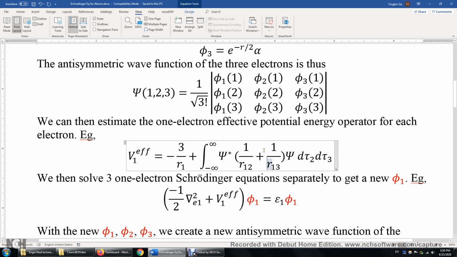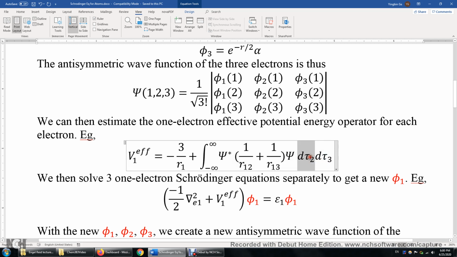Alright, but then we're going to evaluate the effective operator of this repulsion by inserting the sum of these two operators between psi star and psi. What is psi? This is psi, the total wave function. And then we integrate this with respect to electron 2 and electron 3. If you integrate a function with respect to x, you remove this x in the result of the integral. So by doing this, we effectively remove the coordinates of electron 2 and electron 3.